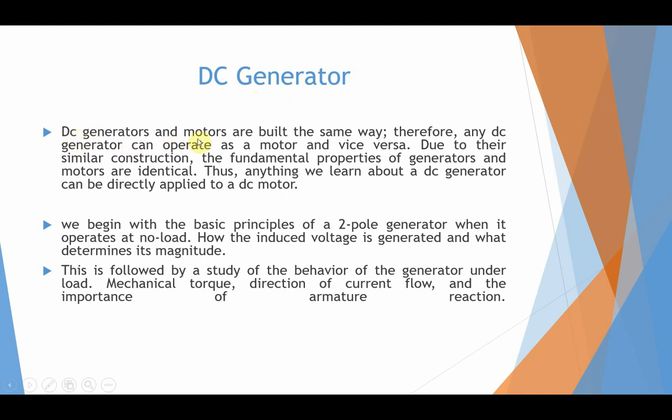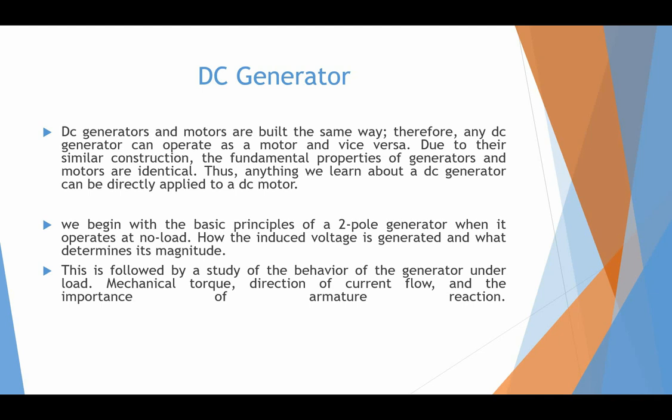DC generators and motors are built the same way. Therefore, any DC generator can operate as a motor and vice versa. Since DC generators and motors are built in a similar way, we can operate this machine as a generator as well as in the form of a motor. Due to their similar construction, the fundamental properties of generators and motors are identical. Thus, anything we learn about the DC generator can be directly applied to DC motors.